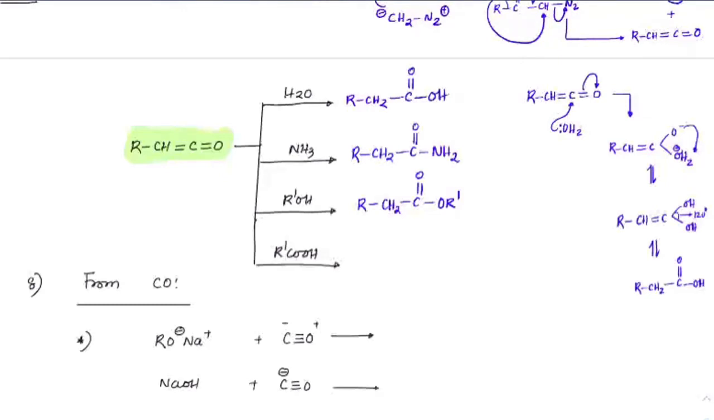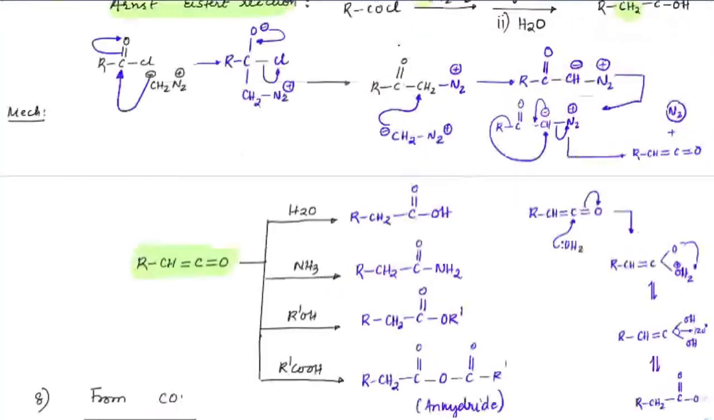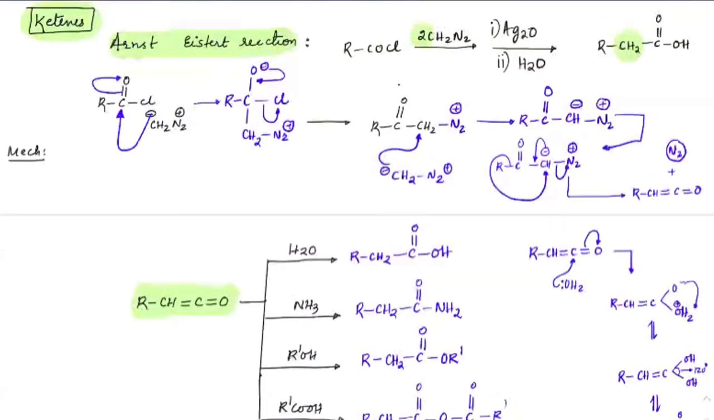I hope all of you are following that. Same way, if there is an acid, this oxygen's lone pair will also attack here. This H will shift, so we'll have this as RCH2 C double bond O O C double bond O R dash. So what we are getting? Anhydride. So that's quite a usage of ketenes, right? I hope you get to understand what the reactions of ketene are.